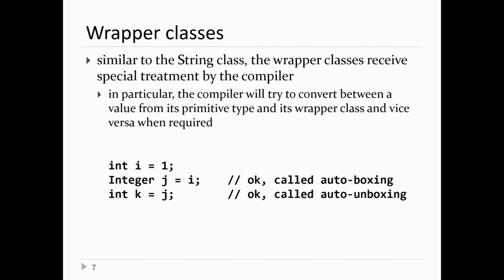You can do the other operation too. You can take the value from a wrapper type. In this case, I can get the value of j and put that into an int variable k. That's called auto unboxing: use the object referenced by j, get its integer value, and store the integer value in k. Normally, if you make your own type, you can't do this. You'd have to write a method to convert the int to an Integer, and a method to convert the Integer to an int. But the language treats the wrapper classes in a special way, and you can use them almost seamlessly with the primitive types.